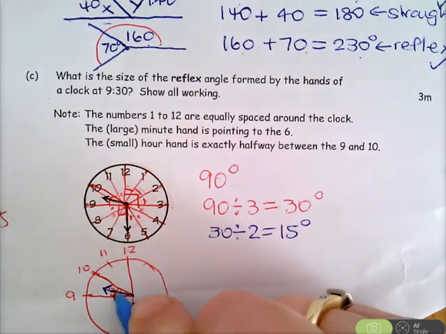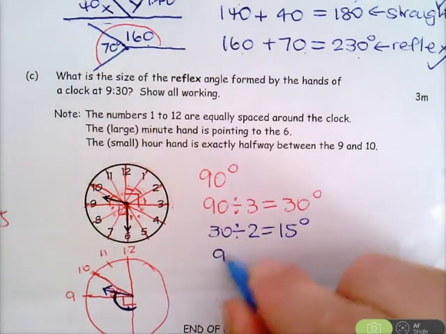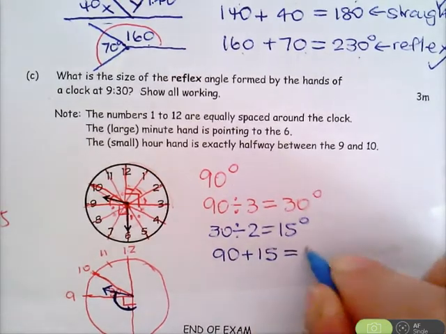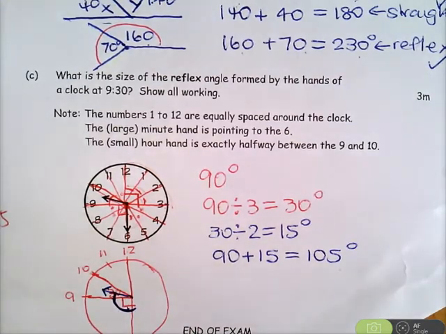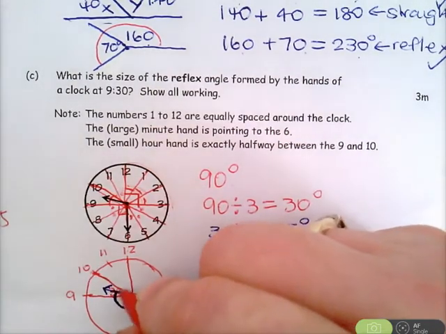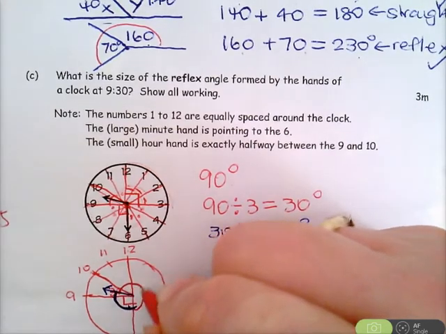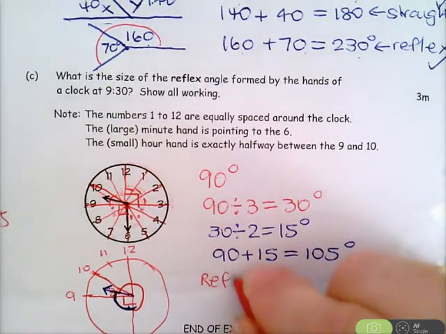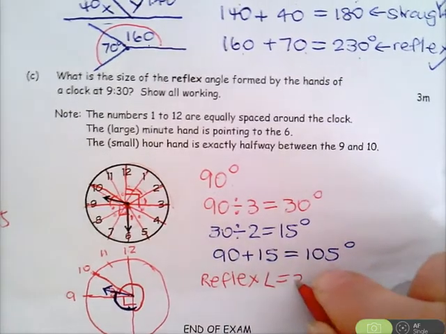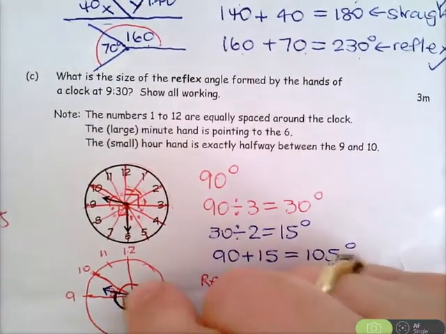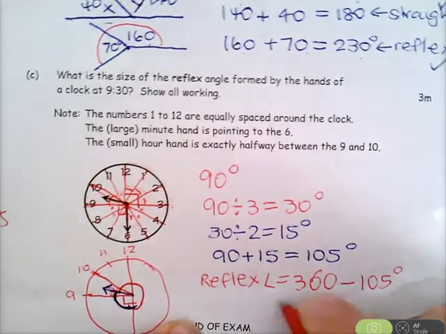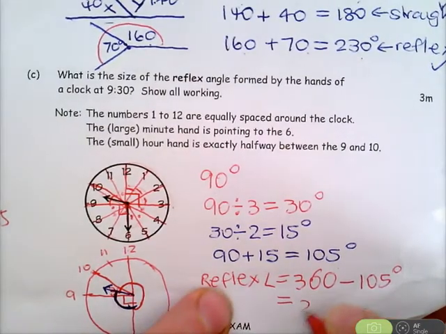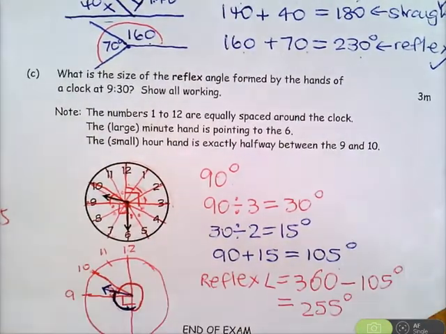So this is what I've got. This angle in here is 90 plus 15, which is 105. Now that's the obtuse angle between the hands of the clock. The question wants me to find this reflex angle. So my reflex angle is 360, because the two of them make a full circle. 360 take away 105, which is 255 degrees.